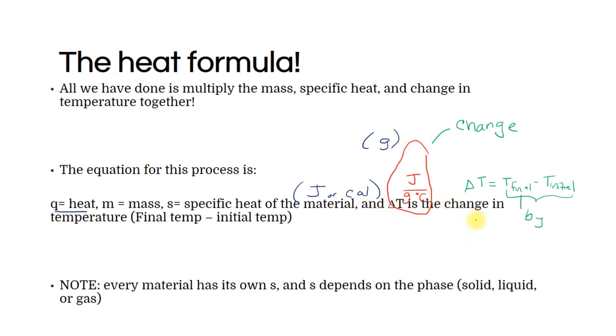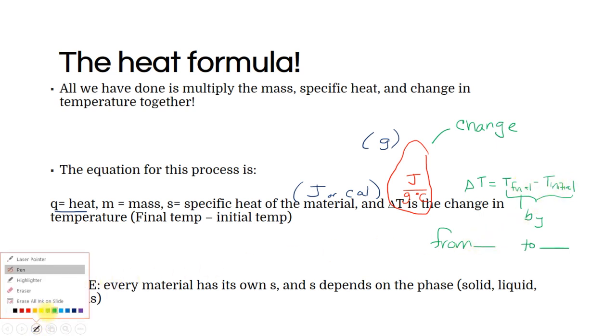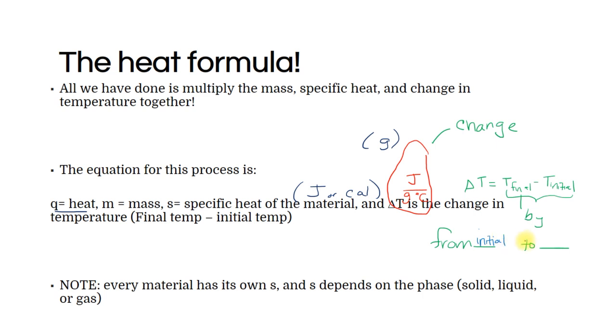If it says from something to something else, that means I have to do the subtraction, right? So from and to are an indication that you have to subtract. Just to be clear, whatever's after the from is going to be the initial temperature, and whatever's after the to is going to be your final. So they're kind of going to be worded backwards from how you're going to do the math. So watch out for that.